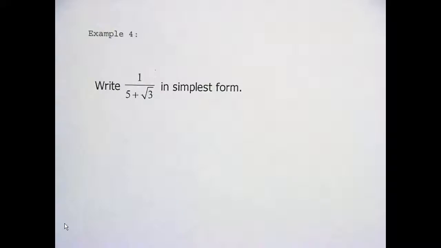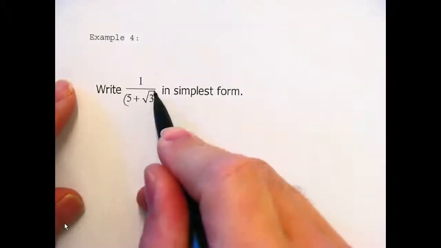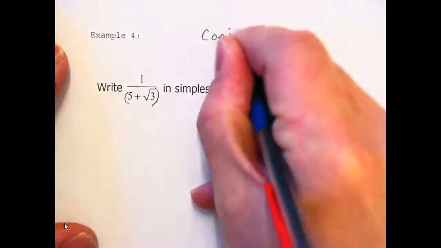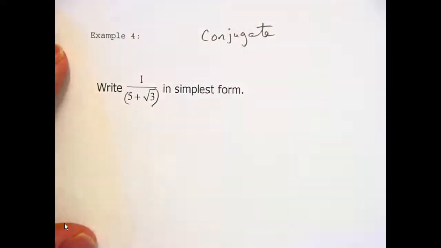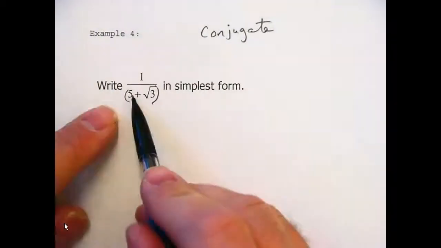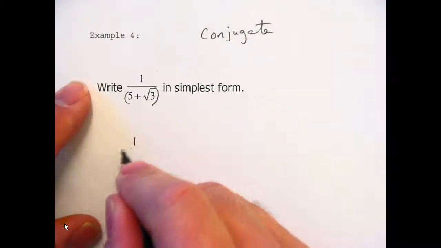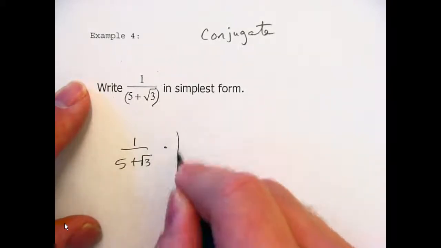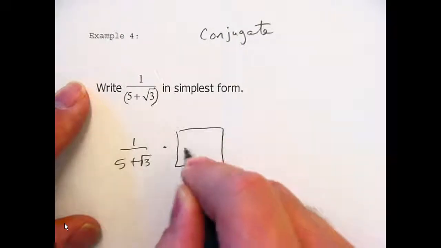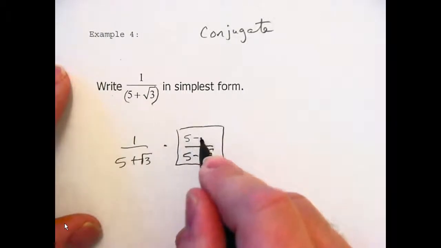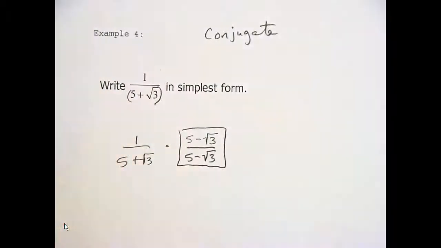Okay. Well, there's this thing called the conjugate. The conjugate of 5 plus root 3 is 5 minus root 3. So I am going to multiply by 5 minus root 3. And remember, it has to be in the form of 1, so whatever I have on the bottom, I have to have on the top, so that's 1.